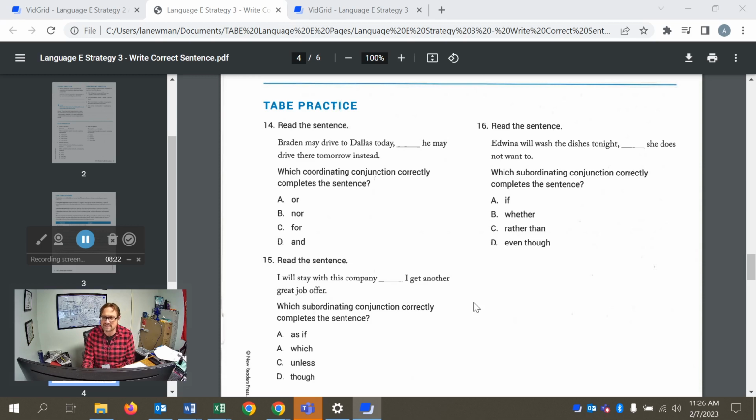Okay, 16 is D. Which of the subordinating conjunctions correctly completes the sentence? Edwina will wash the dishes tonight, even though she does not want to. The meaning of this fits what's set up in the sentence. Is that she does not have the desire to do a particular thing, but it will happen anyway. So it's kind of showing contrast. There's one thing that we'd all like to see happen, but something different's going to happen. Even though we want one outcome, a different one is going to happen.